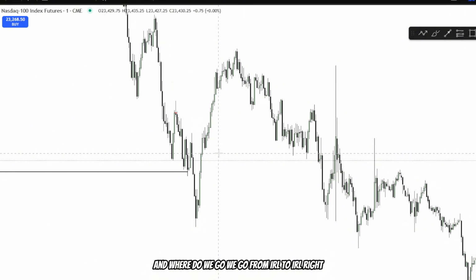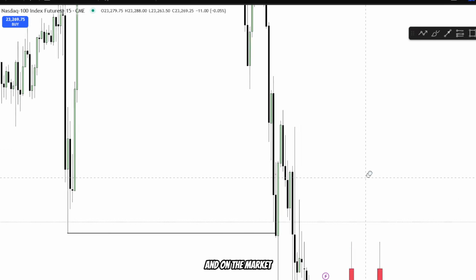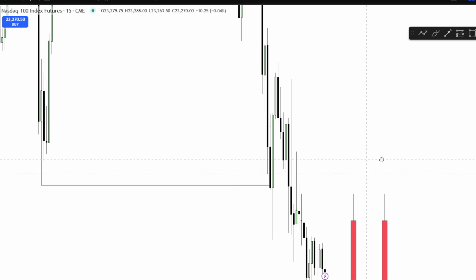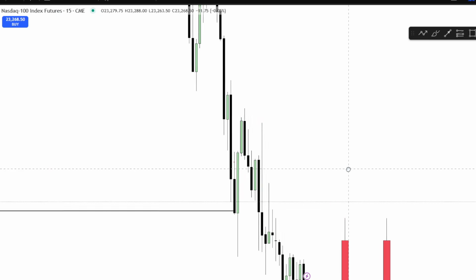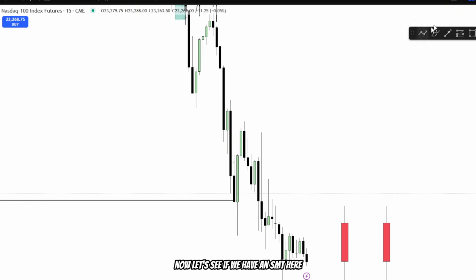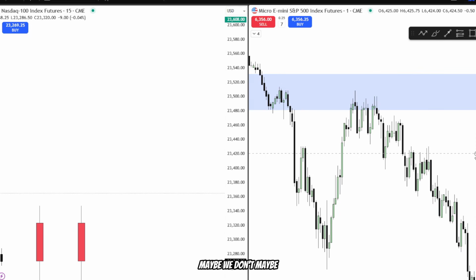And what do we go? We go from ERL to IRL, right? And on the market, oh yeah, unfilled 15-minute fair value gap. Now, let's see if we have an SMT here. Maybe we don't, maybe we do.